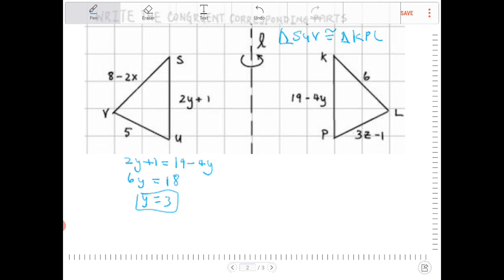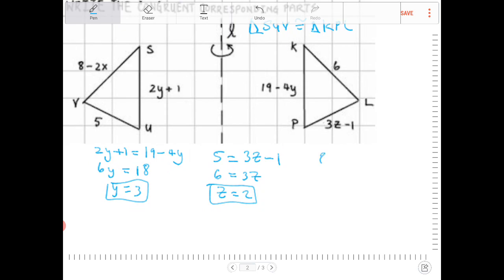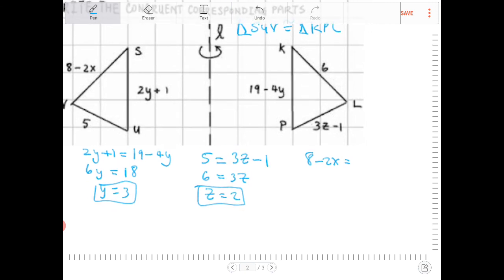And UV corresponds with PL. So 5 will equal 3z minus 1. Add 1. Divide by 3, z is equal to 2. And SV is 8 minus 2x. It corresponds with KL, which is 6. Subtract 8, I end up with negative 2x is equal to negative 2. Divide by negative 2, x is equal to 1.